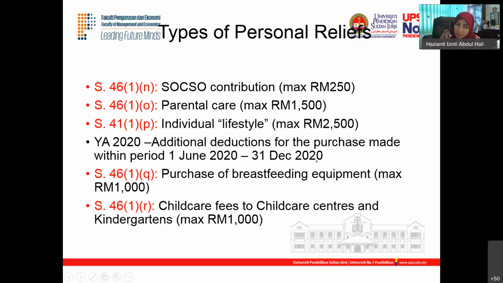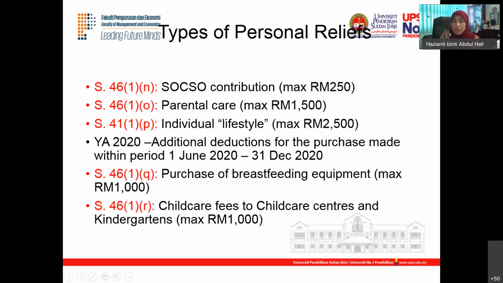But if I give you a question for year of assessment 2019 or 2018, no need. Individual last time maximum 2,500 only. But for 2020 you get 5,000, additional 2,500, right? Because you have to look at the date. The date is the PDPR date. So the government gave extra relief to parents who have to purchase more computers, more tablets for the children. Okay, can? This is for year of assessment 2020.